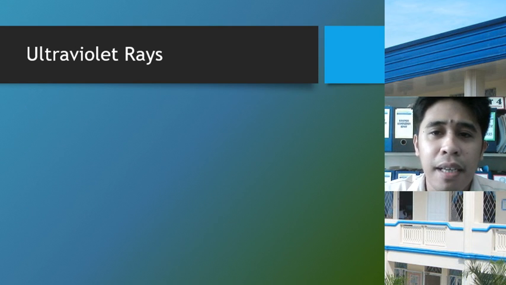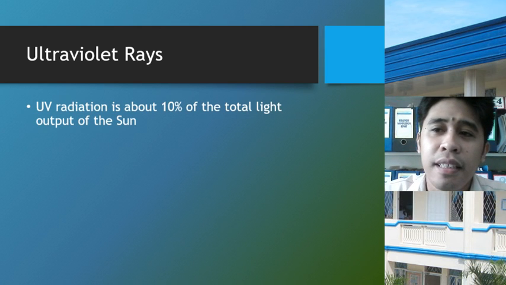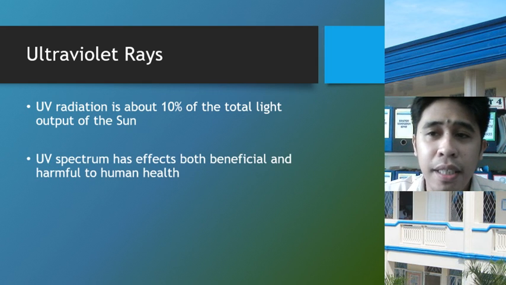Of the total amount of light coming from the sun, only 10% of it is ultraviolet, and most of the ultraviolet rays, especially UVB and UVC, are absorbed by the atmosphere. UV has good and bad effects to humans and other living organisms. A separate lesson will be allotted to discuss these effects on living things.